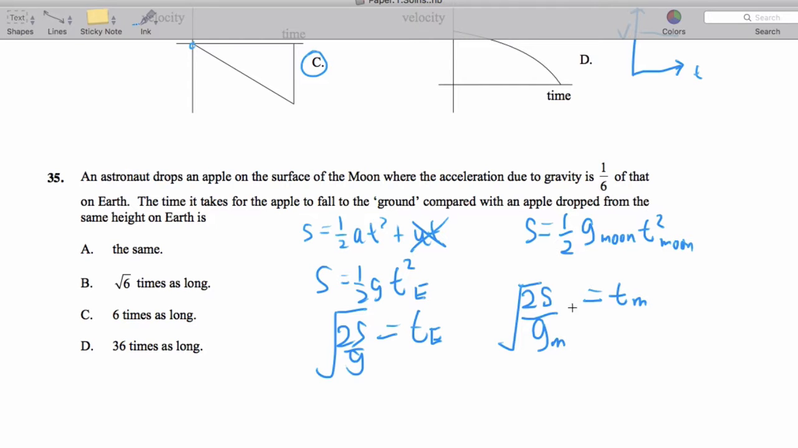Now, it's 1/6 that of Earth, so this is going to be 2s over g over 6. Now, the way fractions work, this goes on top, so I'm going to get 6 times 2s all over g. So when I compare t Earth to t moon, I'm seeing that it takes radical 6 times as long to fall on the moon as it does on the Earth.